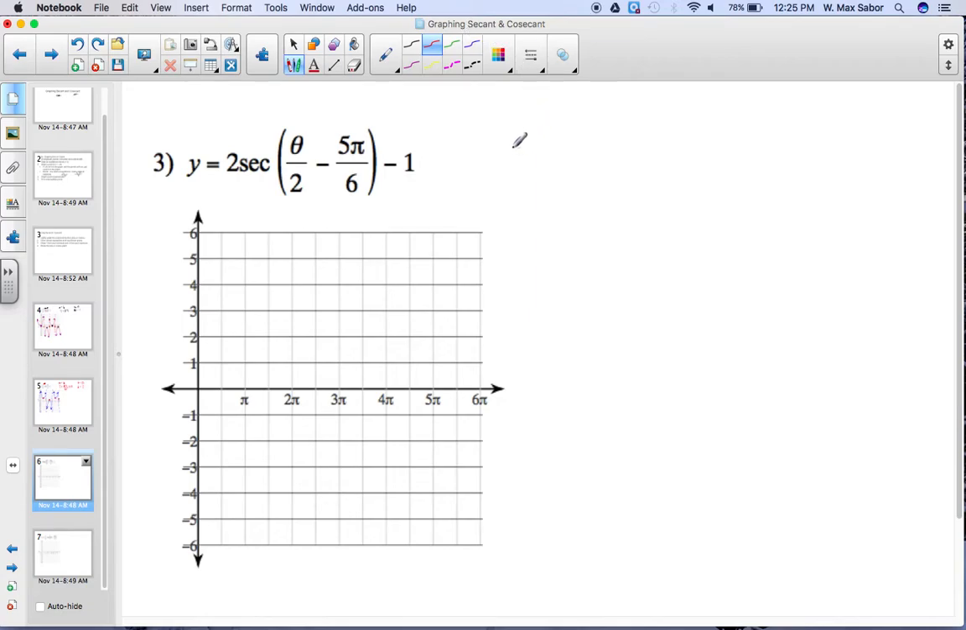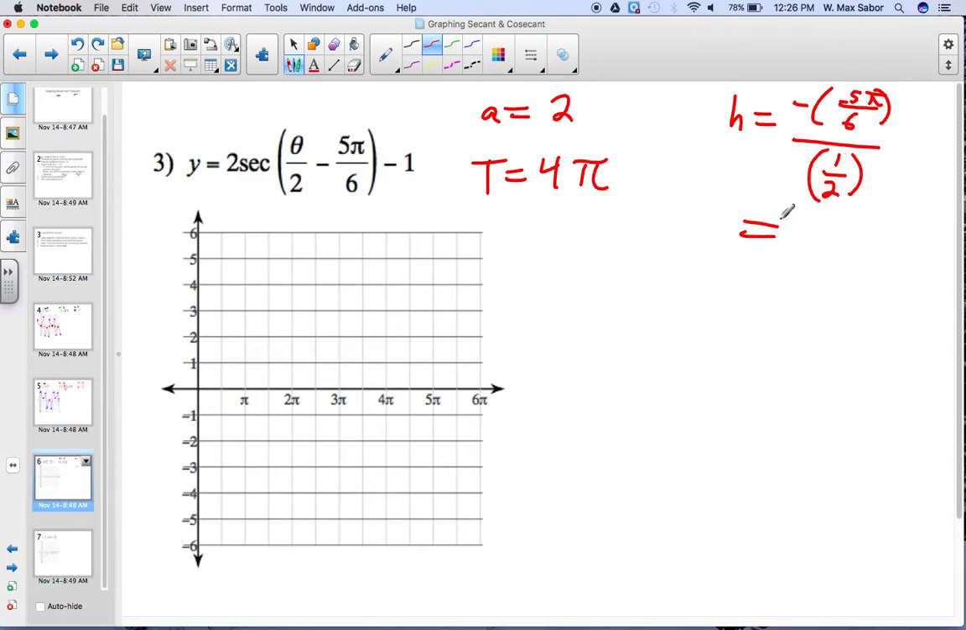The next two graphs are harder to graph because they have horizontal shifts, phase shifts. So let's start by figuring out our amplitude, our period. Our horizontal shift is negative c over b, which is positive 5 pi over 6 times 2 over 1, or 5/3 pi. That's our horizontal shift, and our vertical shift is down 1.